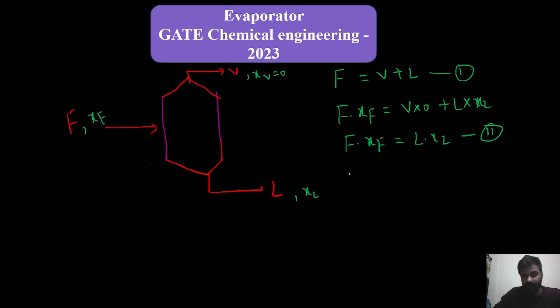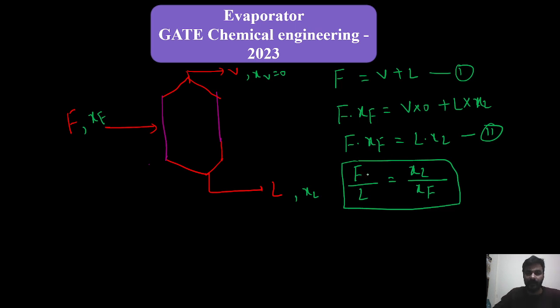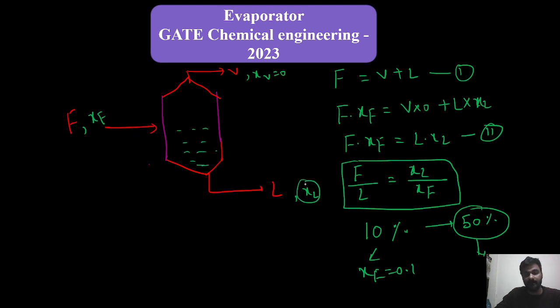So from here, we'll get the relation between F by L, that is equal to XL by XF. In the problem, sometimes you will be given the F value and the XL value, and if it says that solute is getting concentrated from 10% to 50%, right? So here 10% to 50% means, my dear student, XF is equal to 0.1, and XL, up to 50%, so that XL is equal to 0.50.